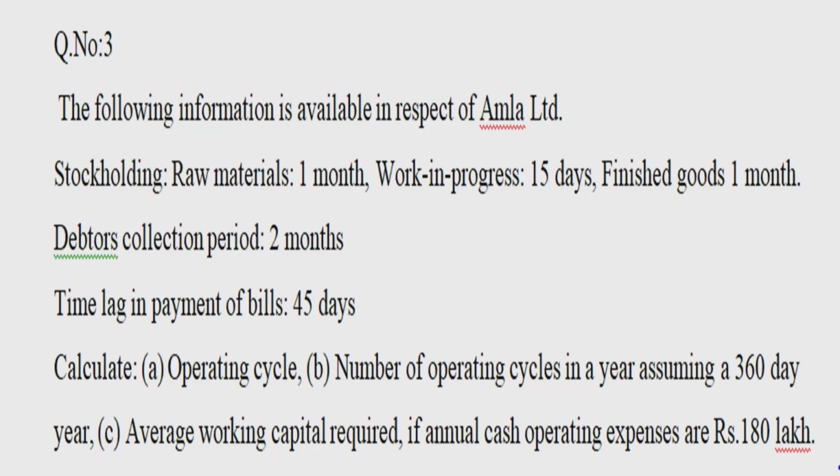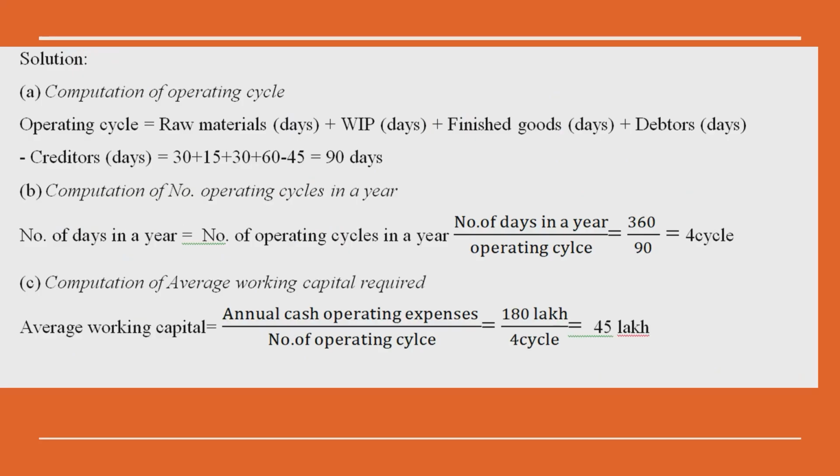So, in this sum we need not calculate the operating cycle with the help of the formula. Straight away they have given the number of days for each and every concept, that is raw material, work in progress, finished goods, for everything they have given number of days. So raw material 1 month we can assume is 30 days. So operating cycle, current assets minus current liability, same concept we are going to follow, that is raw material plus work in progress plus finished goods plus debtors minus creditors equals operating cycle. First we are going to calculate that.